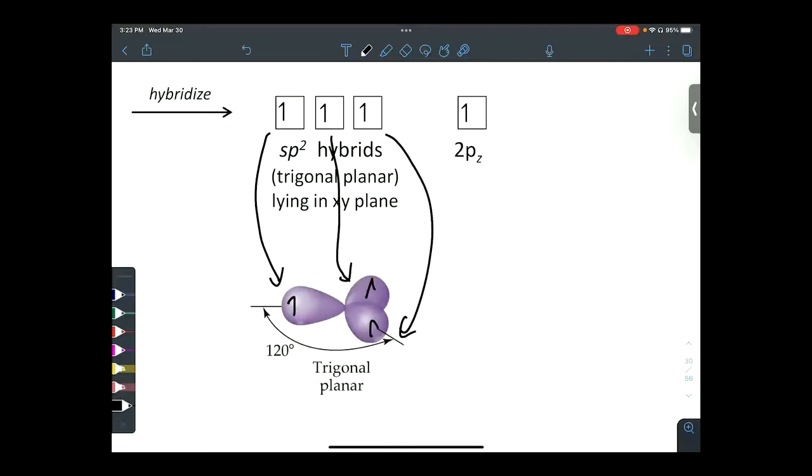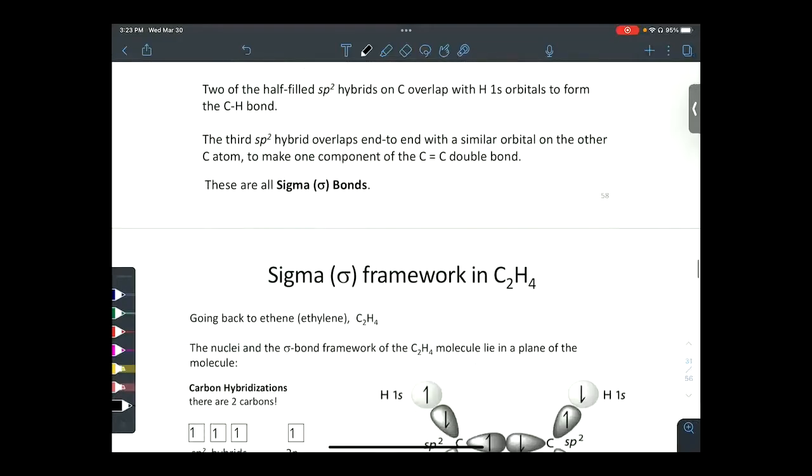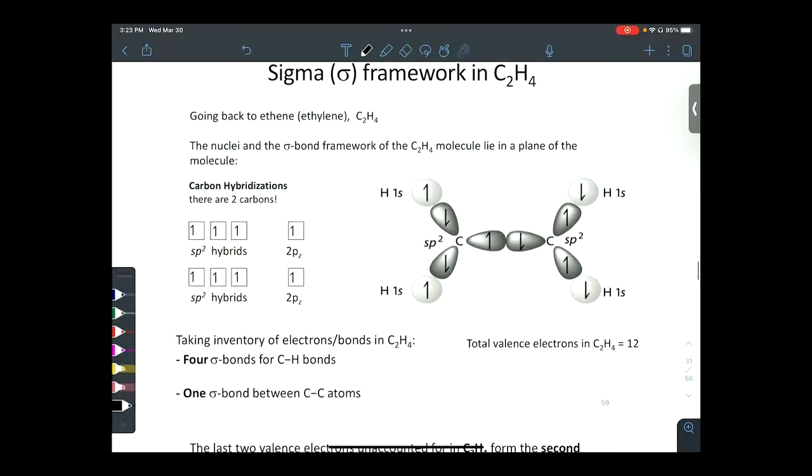So let's look at the details of how we form this molecule. Recall, we hybridized our carbon. It's sp2, right? And remember, we have 2 carbon atoms, so I have this whole sp2 process twice. That's what you see here: this carbon with 3 different sp2 hybrid orbitals, and this carbon with 3 sp2 hybridized orbitals.